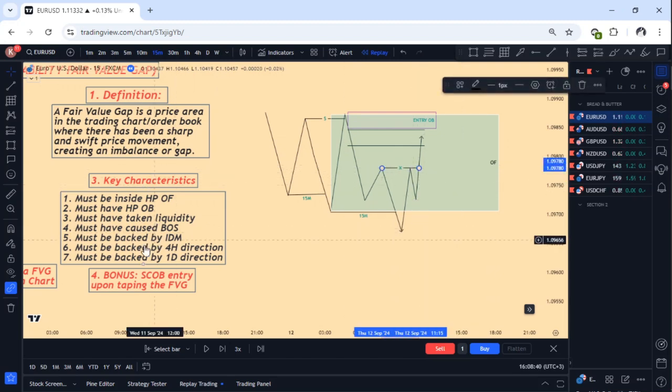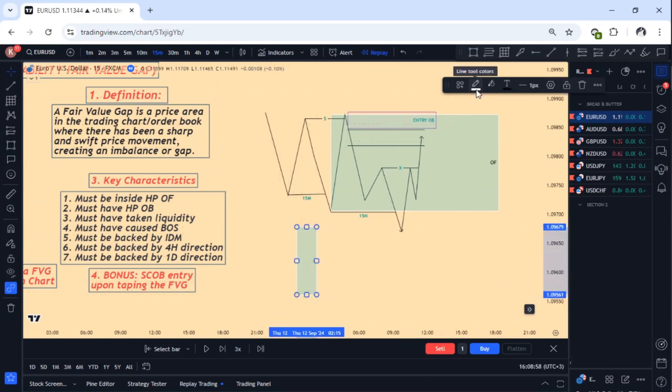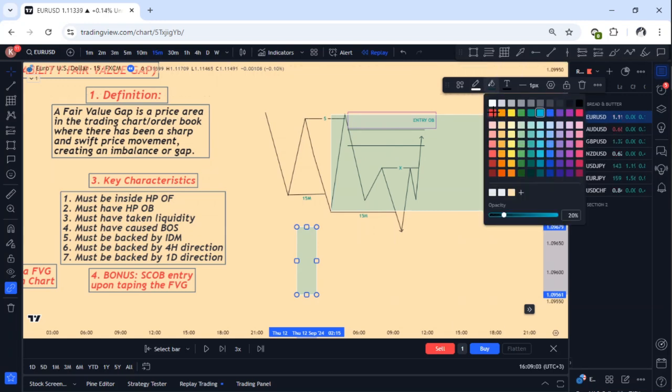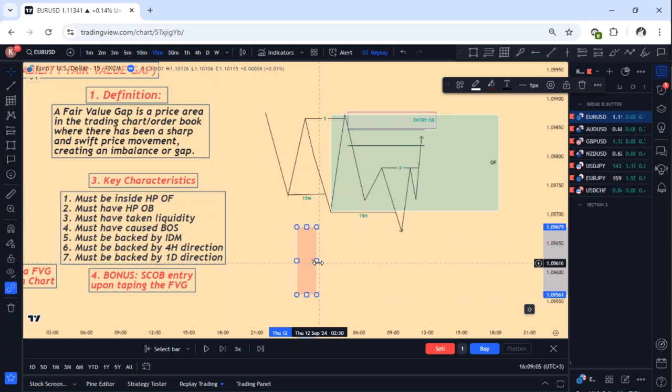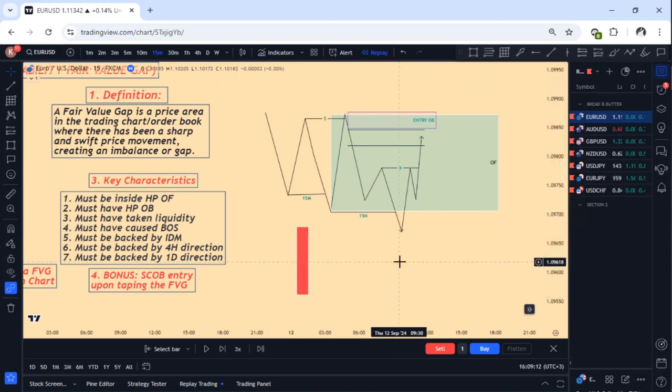Next, it must have been backed by 4 hours direction and must be backed by 1 day direction. Now if you go to daily, at this particular point of selling, daily was bearish. That is backing number 1, because we are looking at selling. So yesterday bought. That is confirmation number 1. Yesterday bought. This is daily time frame.